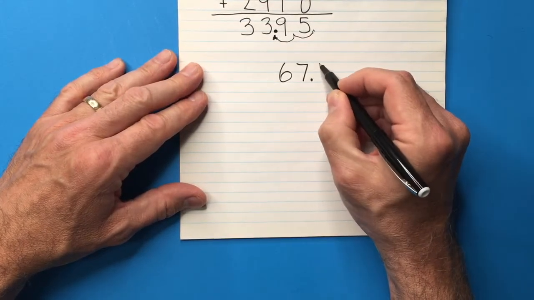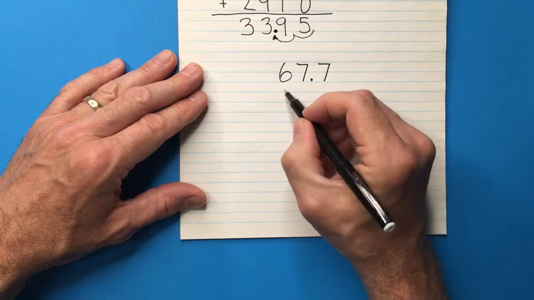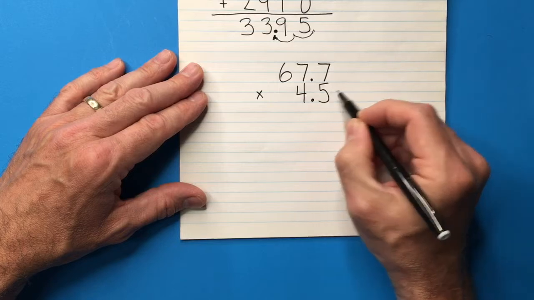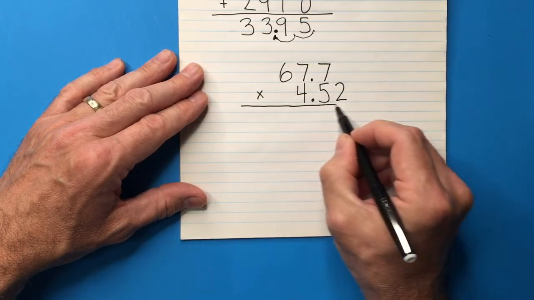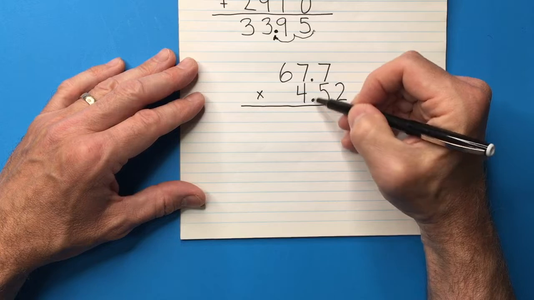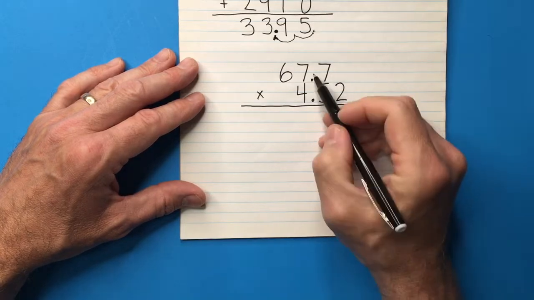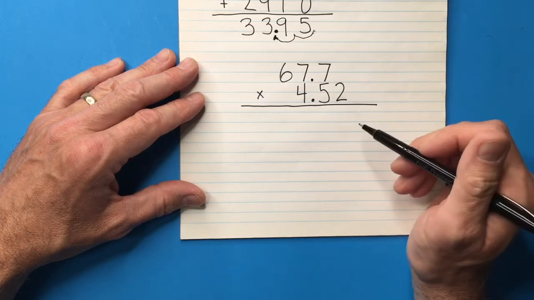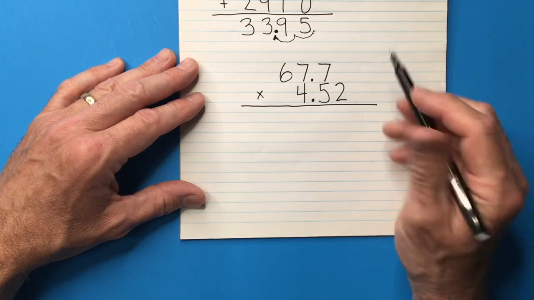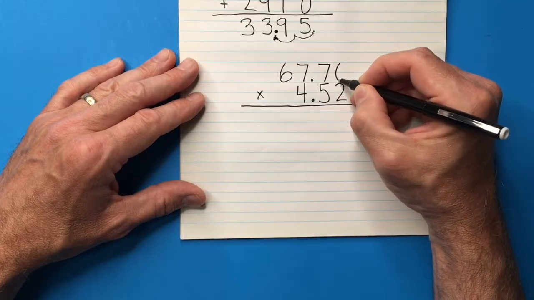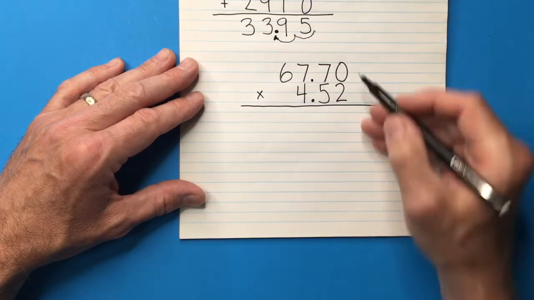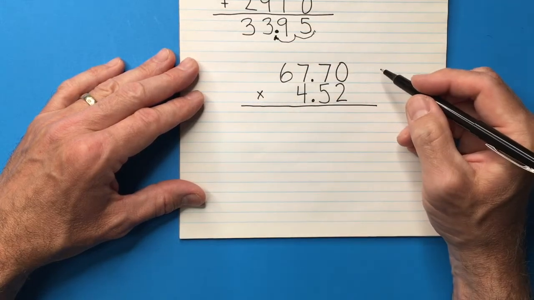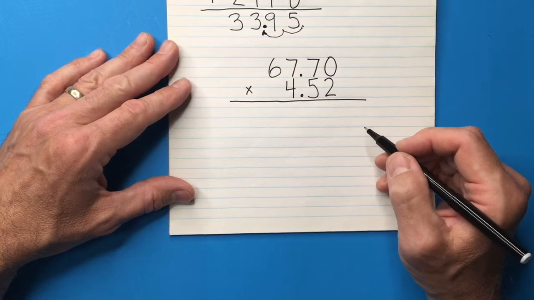Let's do a bigger question. 67.7 times 4.52. So here's one where the decimals are lined up, okay? And if you were adding these together, it would be really, really important for these decimals to be lined up, okay? So let's make sure that we put a little 0 here. I'm filling in that empty spot so that we have everything lined up properly. And now we're going to do our multiplication.